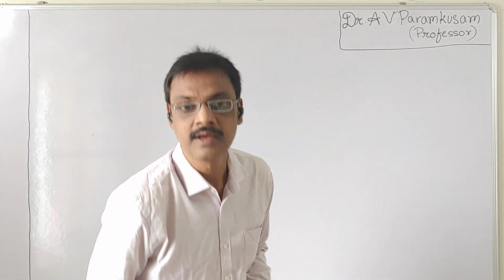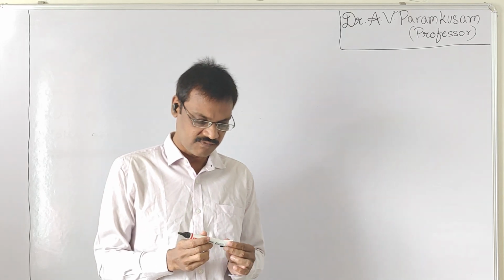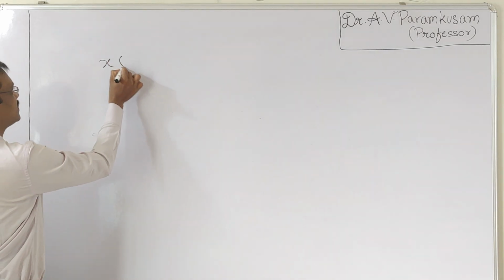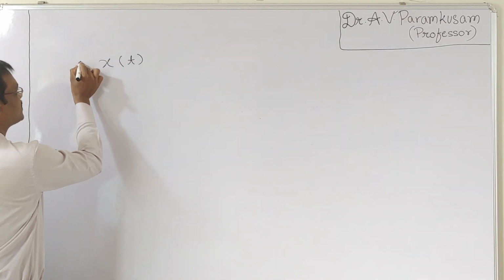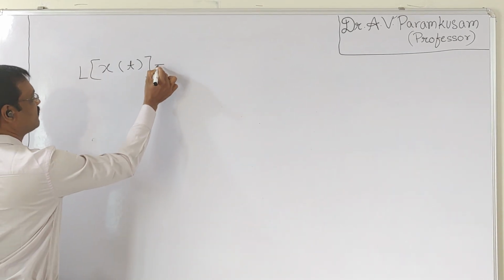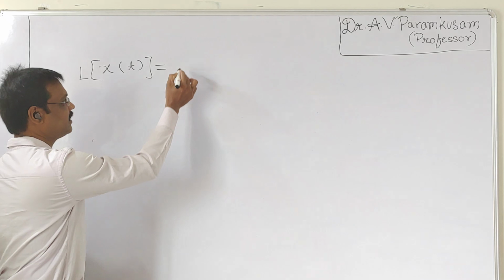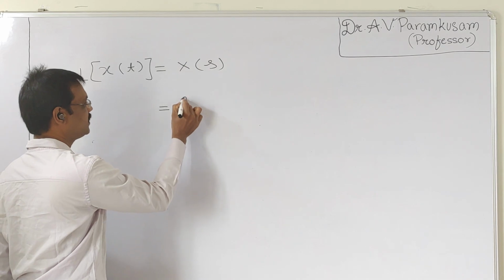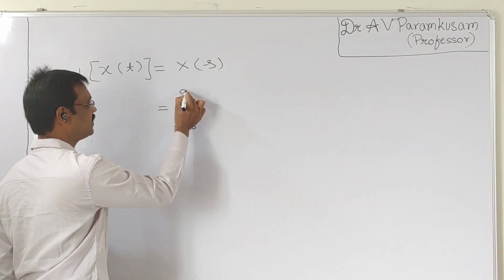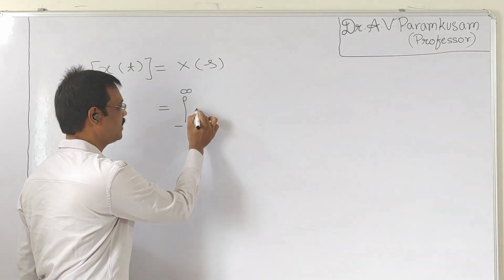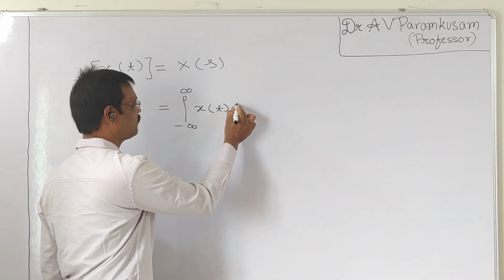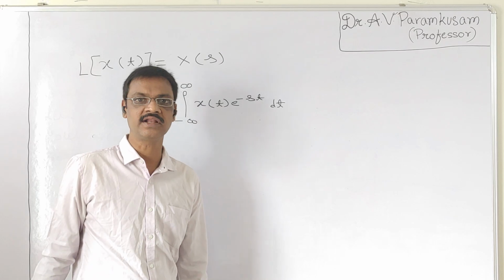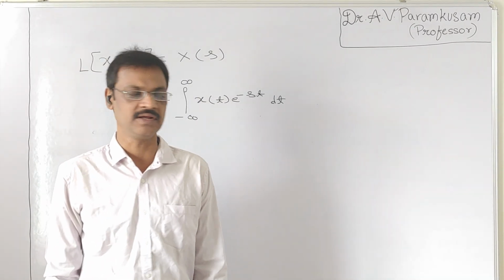Here, I start the lecture with the definition of Laplace transform. Suppose a signal x of t is there, the Laplace transform of signal x of t is represented by x of s is equal to integration minus infinity to plus infinity, x of t into e to the power of minus st dt. So this is the definition of Laplace transform of a signal.